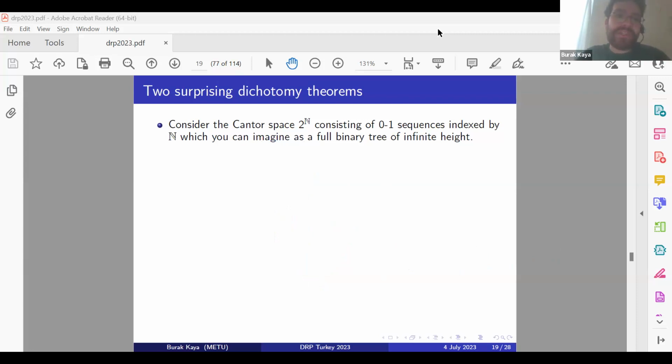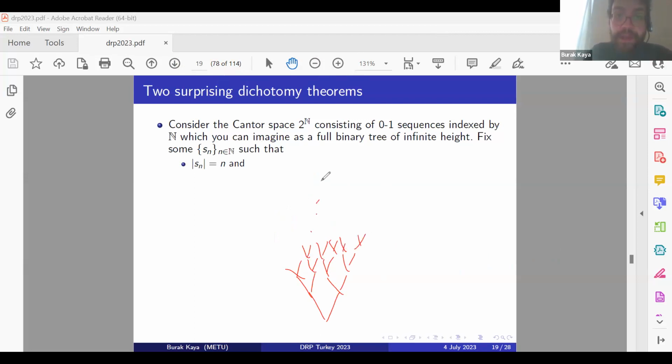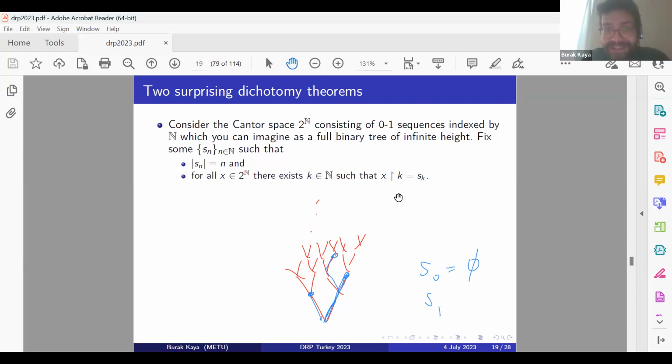And what I do is this. I choose a very special subset having the following properties. These are the s_n. These are finite sequences, okay? Maybe I should just draw the infinite binary tree again. I choose countably many finite sequences such that s_n has length n. For example, s_0 is the empty sequence, s_1 could be this, s_2 could be this one, which has length 2, s_3 can be this one. I choose finite sequences so that they have this additional denseness property: any element in the Cantor space is an extension of some s_k. So for every x in the Cantor space, there is some k such that when I restrict this sequence to the first k entries, you get s_k.